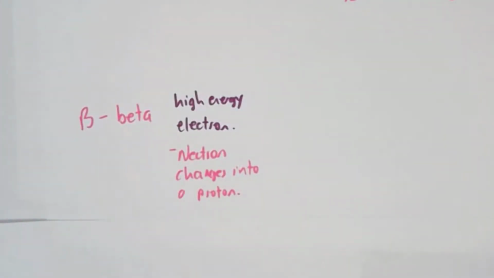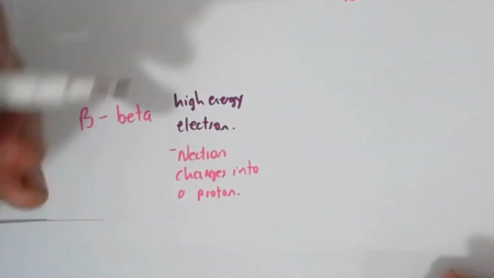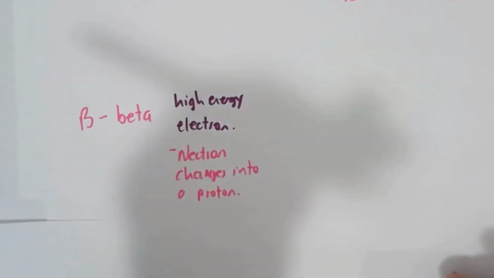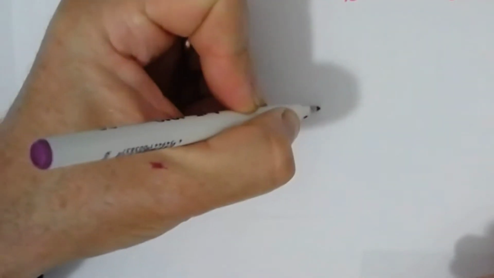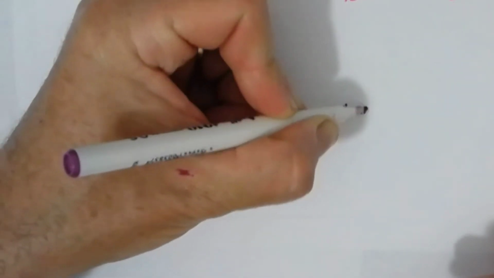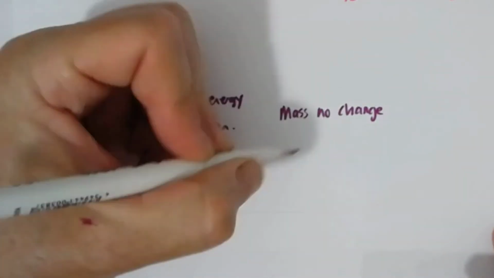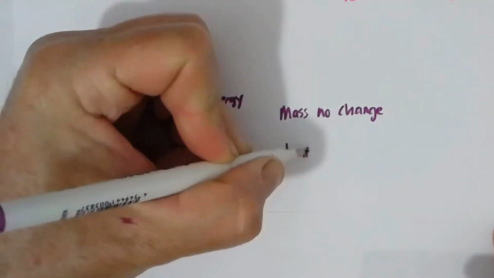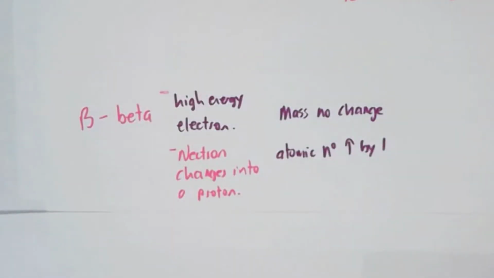What effect does that have on the mass and the atomic number? We've lost a neutron, but we've gained a proton. So the mass is not changed. There's no change to the mass. But we've gained a proton, so the atomic number increases by 1.